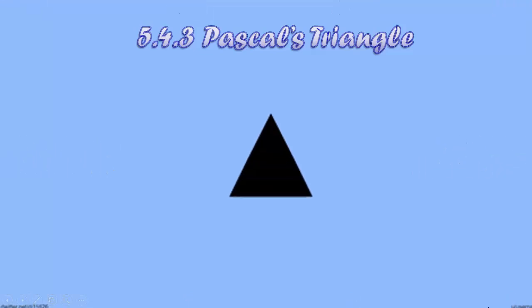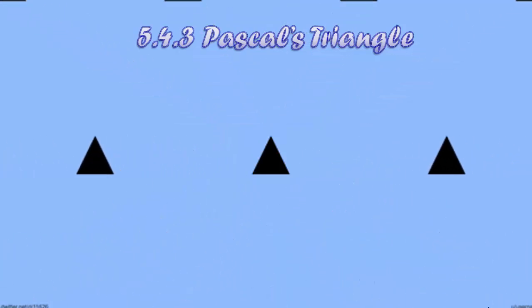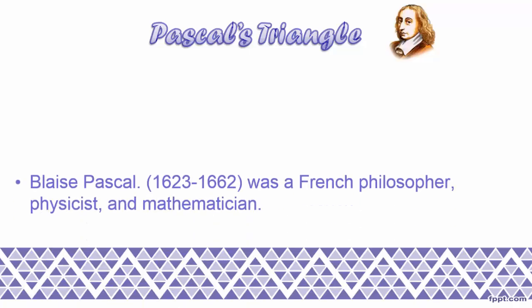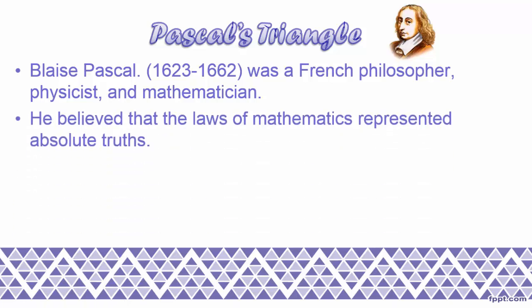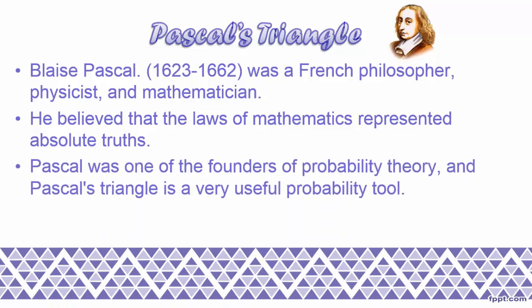Hello everybody, welcome to chapter 5.4 part 3, Pascal's Triangle. Blaise Pascal, 1623 through 1662, was a French philosopher, physicist, and mathematician. He believed that the laws of mathematics represented absolute truths. Pascal was one of the founders of probability theory, and Pascal's triangle is a very useful probability tool.